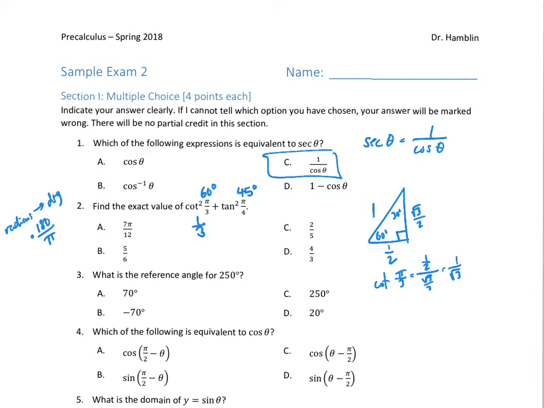The tan squared of pi over 4, well, pi over 4, the special triangle we're looking at, looks like this. Here's 45 degrees, here's 45 degrees, 1, 1, and the square root of 2. The tangent of 45 degrees is 1, and so if I square that, 1 squared is 1. So this problem is really asking me for 1/3 plus 1, which works out to be 4/3. So the answer here is D.